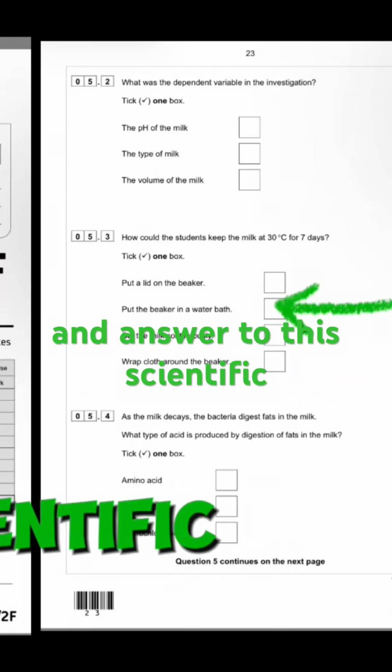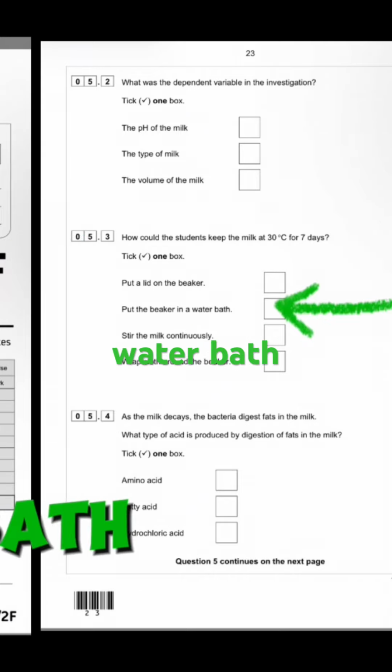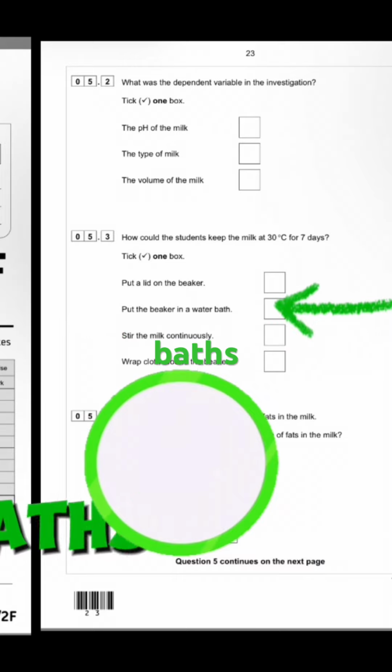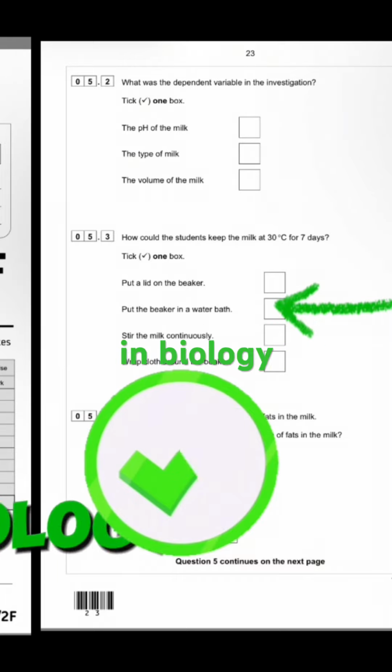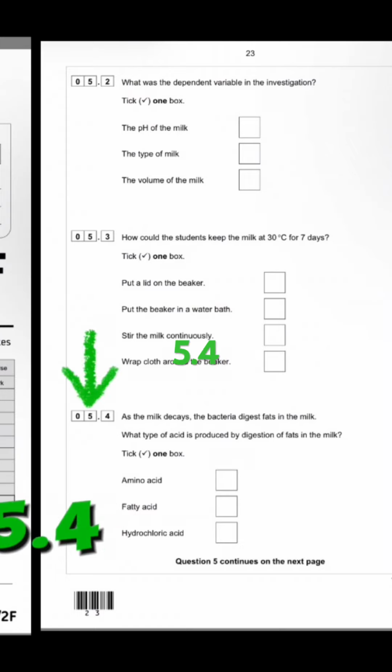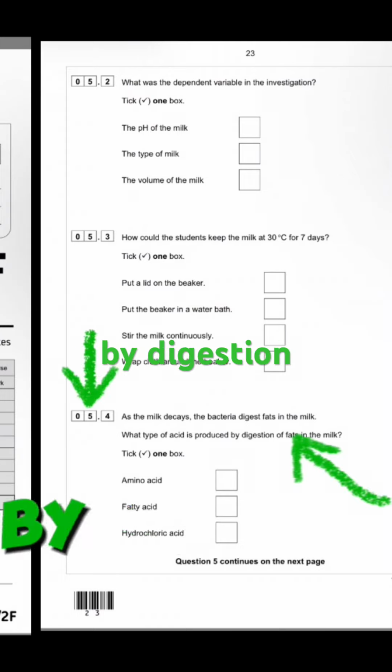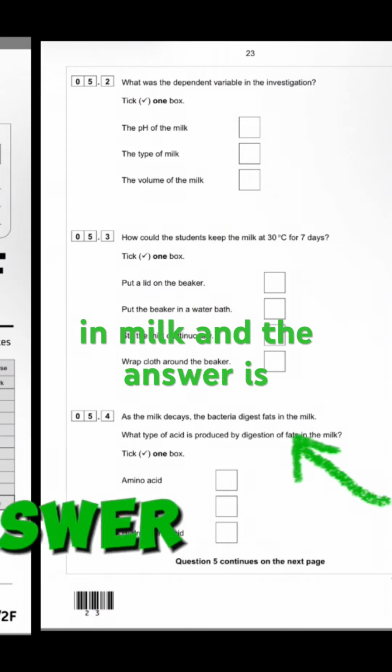And the answer to this question is: put the beaker in a water bath. The exam tip here is that water baths are the standard way to keep a solution at a precise, constant temperature in biology. The next part, question 5.4, asks what type of acid is produced by digestion of fats in milk. And the answer is fatty acid.